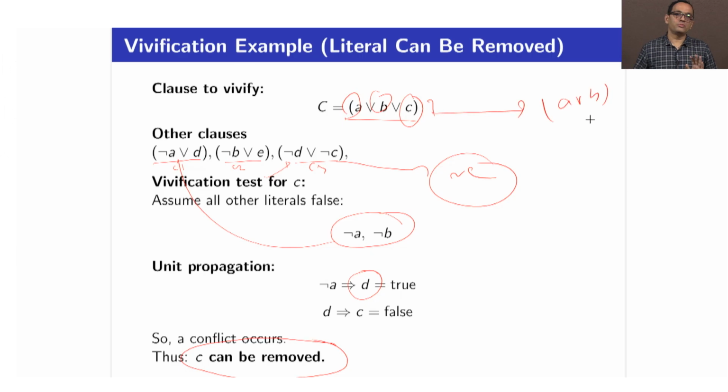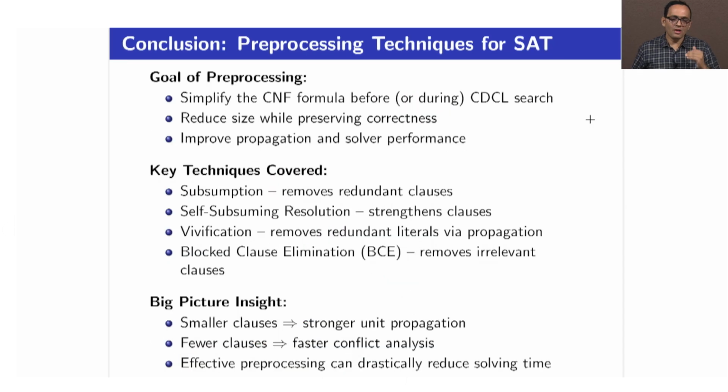Okay. So, this is how vivification works. So, what I have learned in this particular session is that pre-processing is useful to reduce the number of clauses and the number of literals within the clauses, and that actually impacts the runtime of the SAT solver a lot. The key things we have learned are subsumption, self-subsumption, vivification and blocked clause elimination. In subsumption we remove the redundant clauses, in self-subsumption we reduce the literals within the clauses, in vivification again we remove redundant literals in the clauses, and blocked clause elimination removes the redundant clauses.